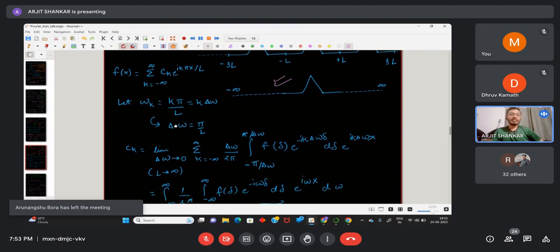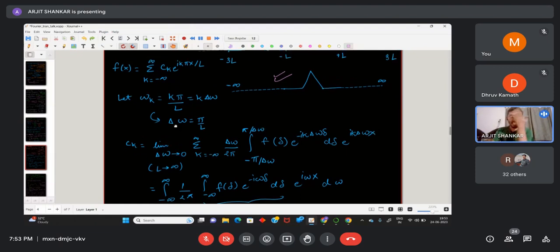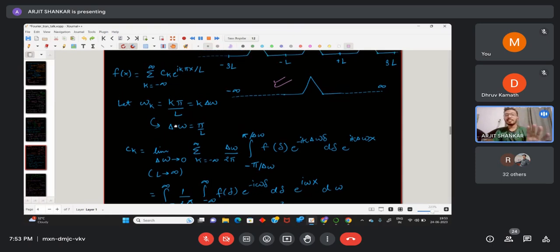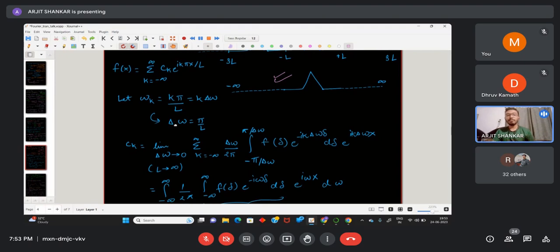This thing we have also derived before. Sigma k goes all the way from minus infinity to plus infinity, Ck times psi k, which is the same thing as before, e to the power i k pi x by L. And then what is omega k? Omega is something we will use to define the fundamental frequency. I will come to that later on. And delta pi is pi by L.